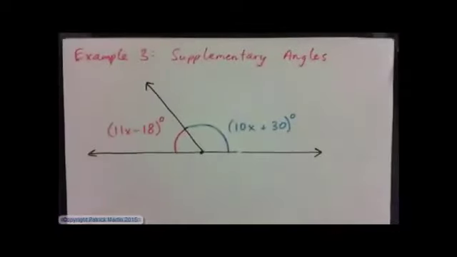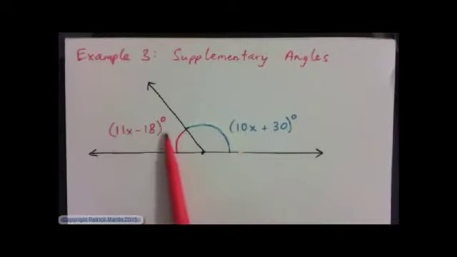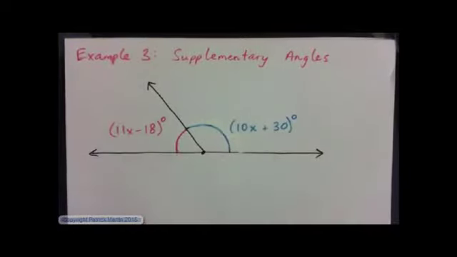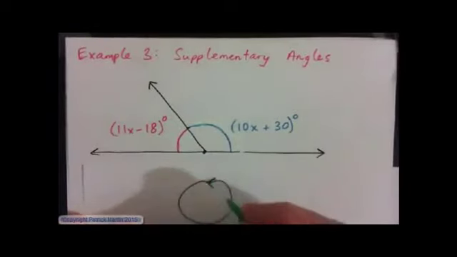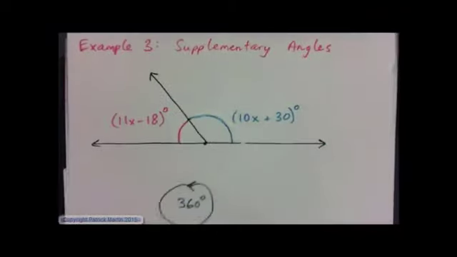Let's take a look at supplementary angles. You can take this down if you like. Two angles that add to 180 degrees are supplementary angles. So we've got 11x minus 18 degrees and 10x plus 30 degrees, right? And this is half of a circle. A full circle is 360 degrees, all the way around, but this is half a circle, that's 180 degrees. Half of 360, right?